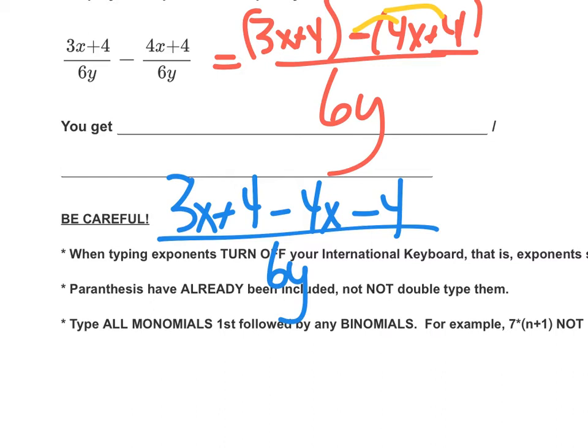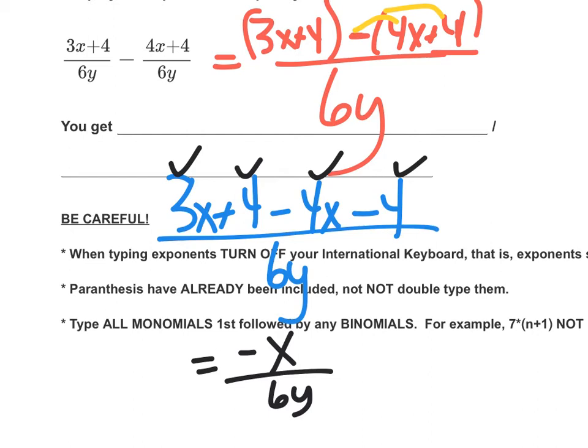If you add your like terms on this, what you're going to see, we have a 3x and a negative 4x, because it owns the sign in front of it, so it's negative x. And plus 4 minus 4 is just 0, so there's nothing. And then this is over on the bottom, 6y. Again, on the Schoology here to type it in, it's just one thing. Over the other is what you're going to do for typing.